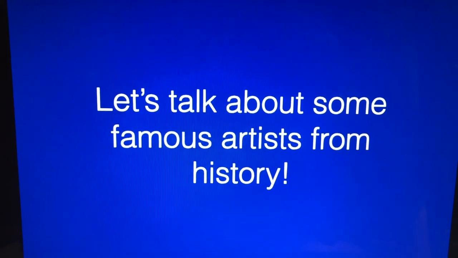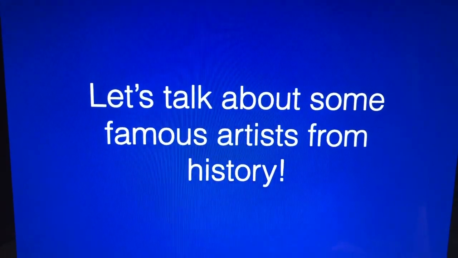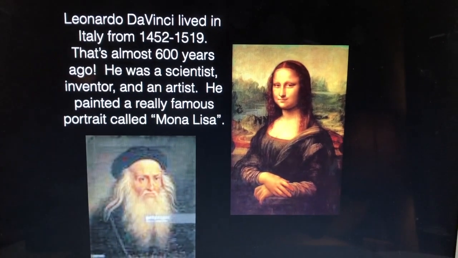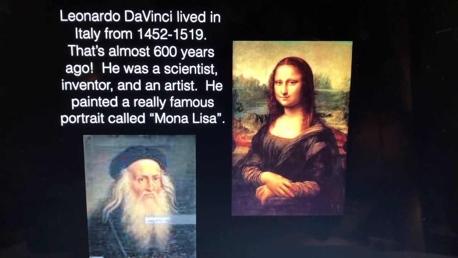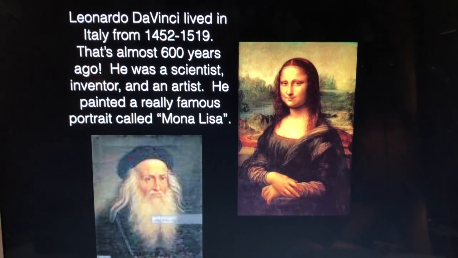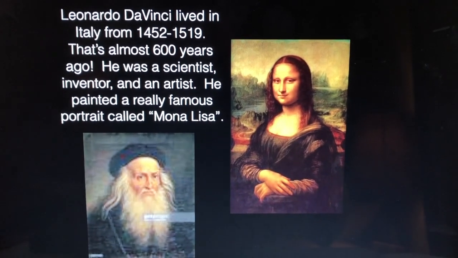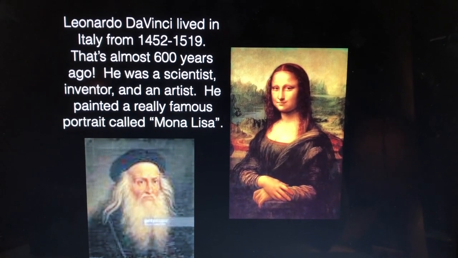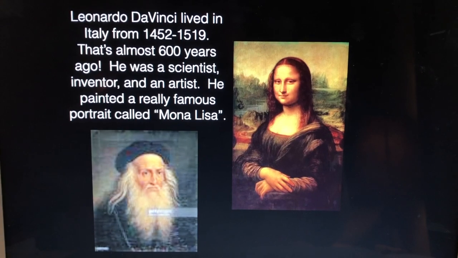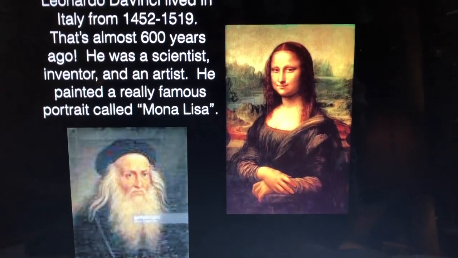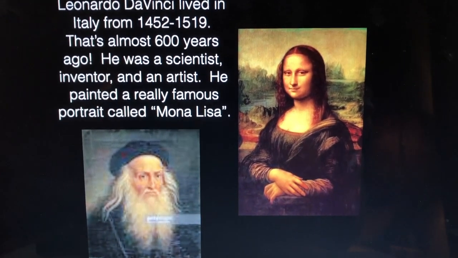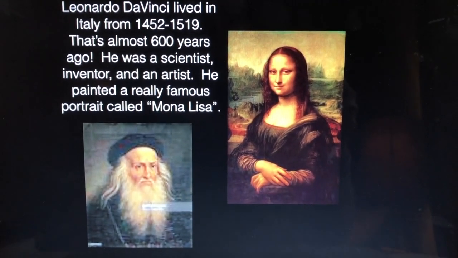Let's talk about some famous artists from history. Leonardo da Vinci lived in Italy from 1452 to 1519. That's almost 600 years ago. He was a scientist, inventor, and an artist. He painted a really famous portrait called Mona Lisa. And that is a painting of Mona Lisa right there. And of course that below is a painting of Da Vinci.